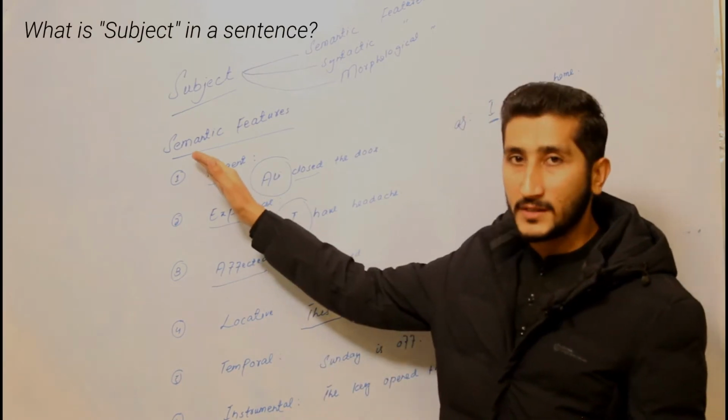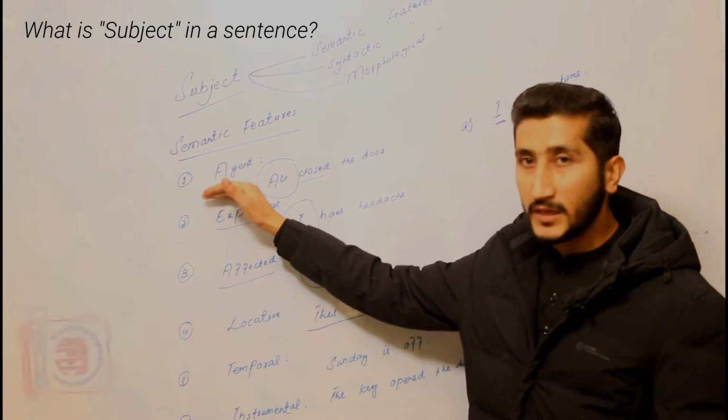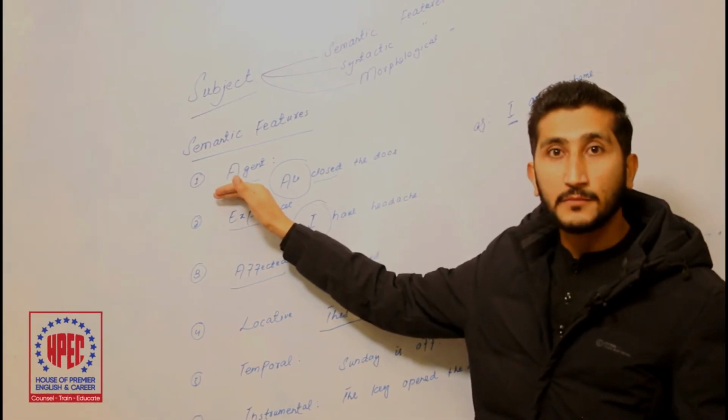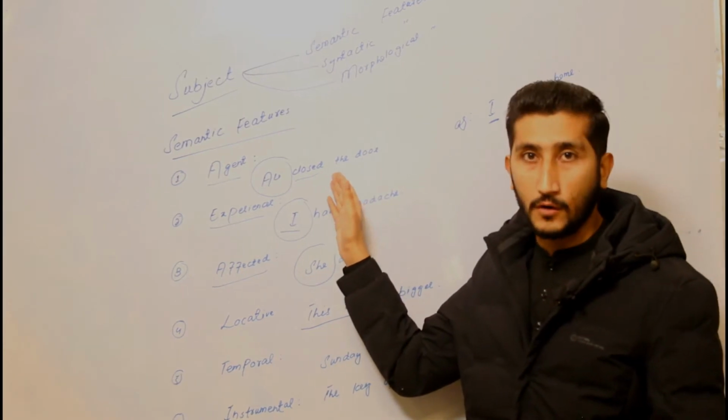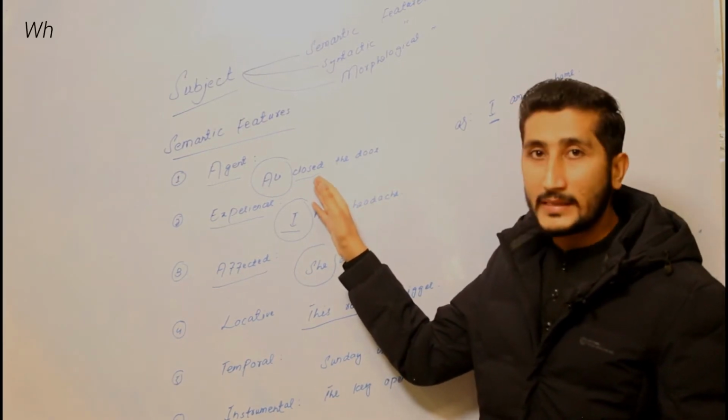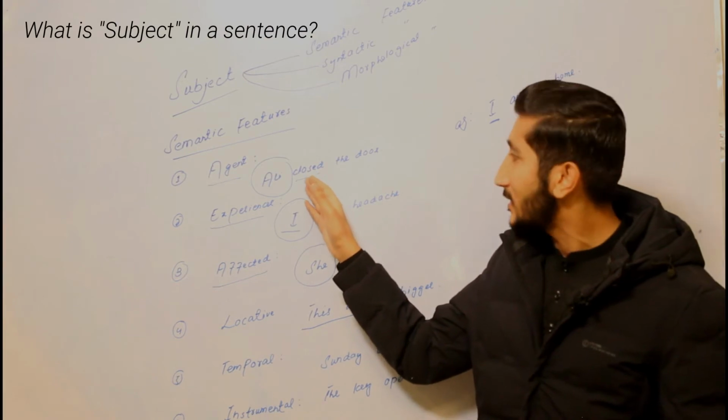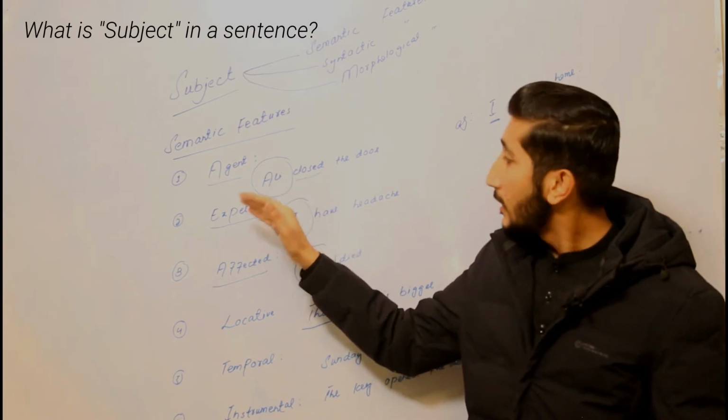Let's start with semantic features. Subject can be an agent. Agent means the doer of an action. For example, Ali closed the door. In this example, there's an action, closing, and it is done by the subject Ali.